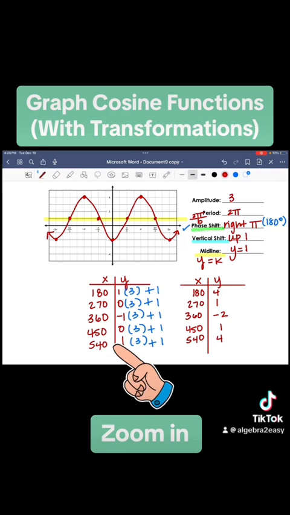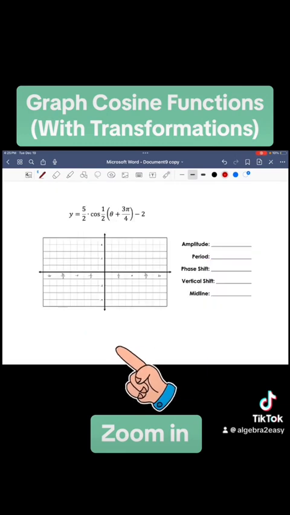Here's my function graph. This time we have a lot of transformations going on. Let's start with that amplitude first. It is our A. If you take the absolute value of your A of 5 over 2, you're going to get 5 over 2.